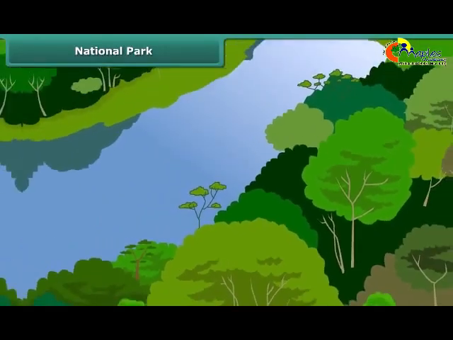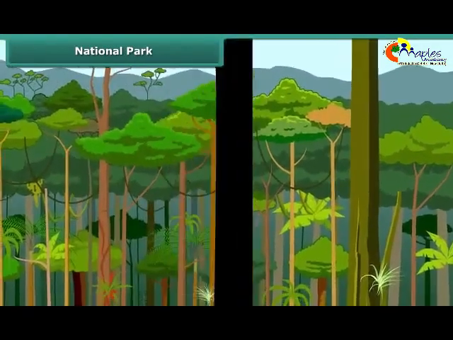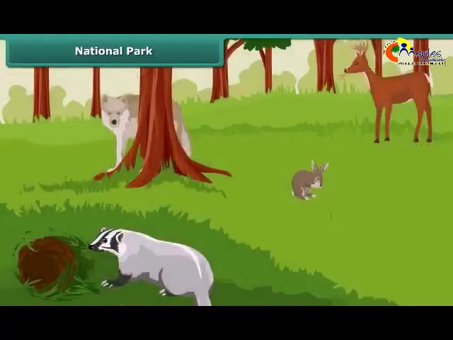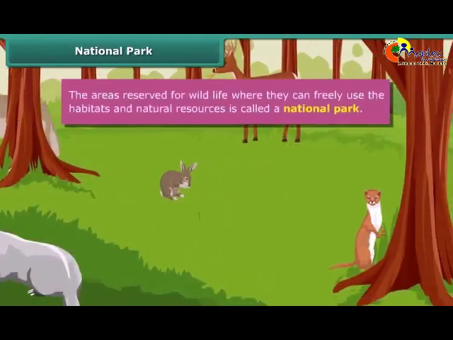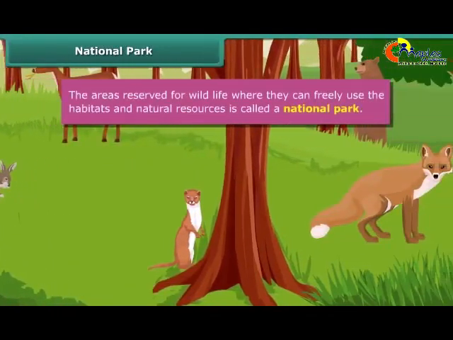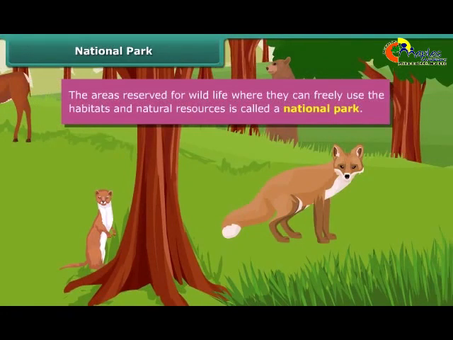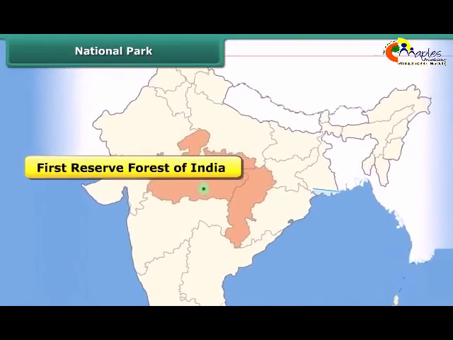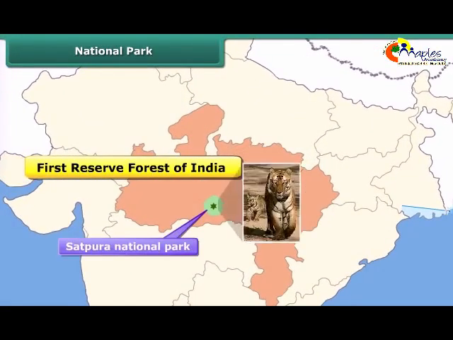This is the Satpura National Park. Can you think what a national park is? Yes, the areas reserved for wildlife where they can freely use the habitats and natural resources is called a national park. It is interesting to note that this is the first reserve forest of India. It is famous for its tiger reserve.